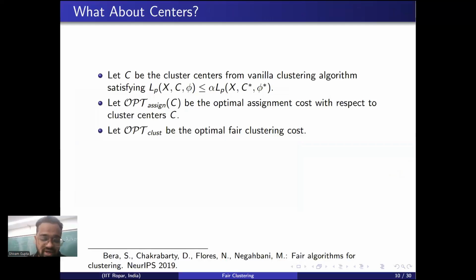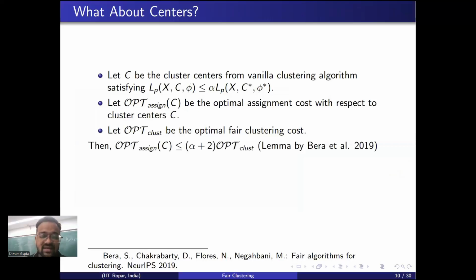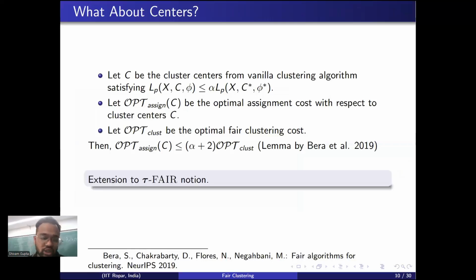So next, what we did was, there was a very interesting lemma given by Bera et al. What they said is that if we convert our clustering problem into an assignment problem, then solving our assignment problem will not be too far from our clustering problem. That is, it would be only alpha plus 2 approximation factor away, where alpha is the approximation factor of any clustering, NP-hard clustering. So this notion was limited to balance. We extended it to tau ratio fairness. Now our problem is only limited to solving the assignment problem.